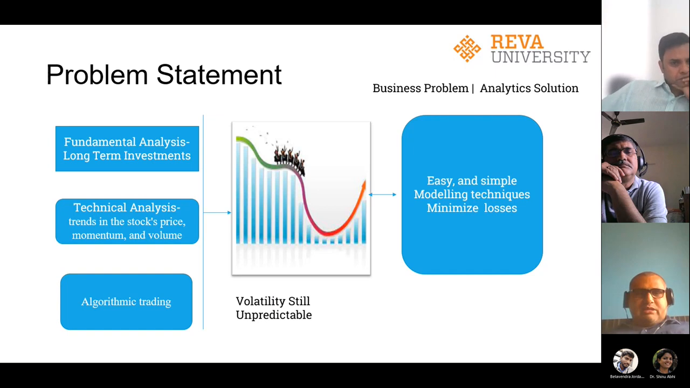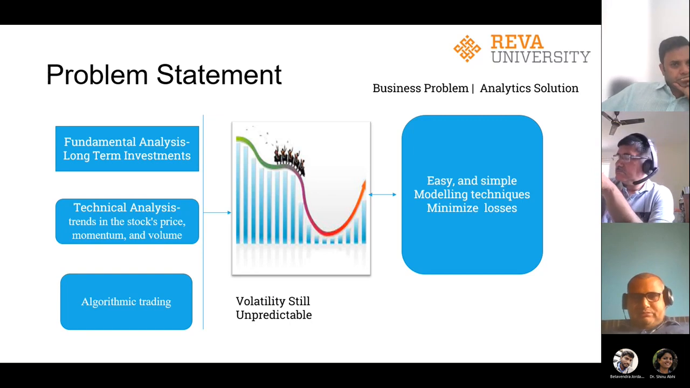So those are the trend indicators that we are using in the stock market right now, and they are all doing some mathematics, some empirical calculations based on the momentum. And then there's some algorithmic trading which is also there in the market.